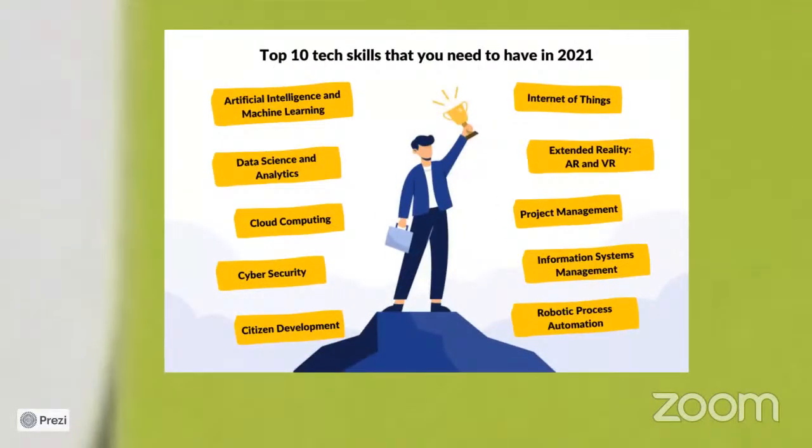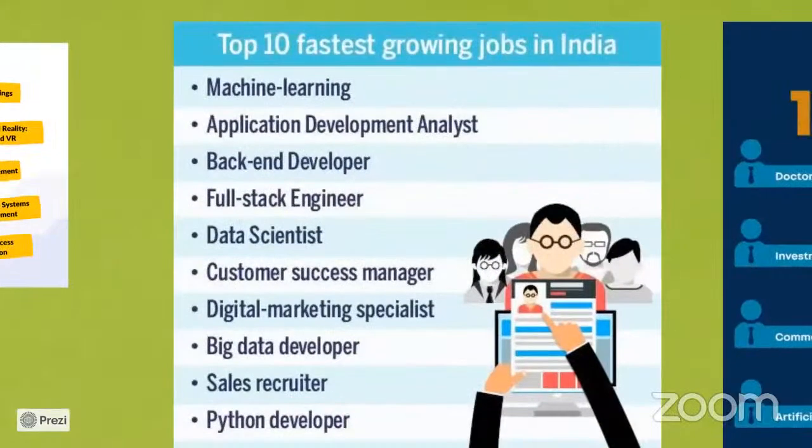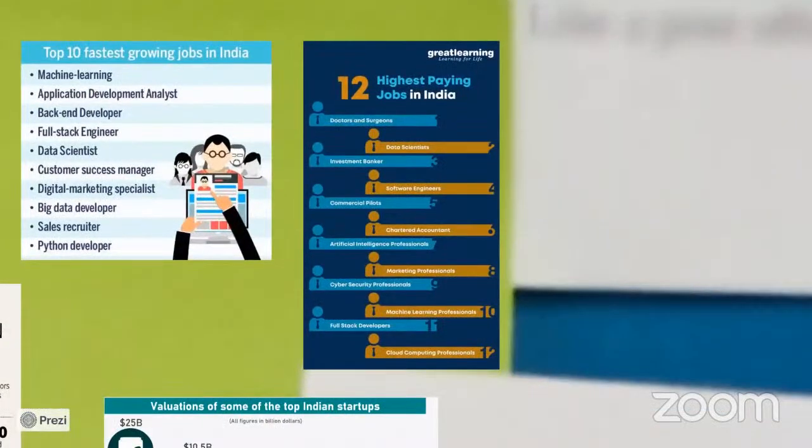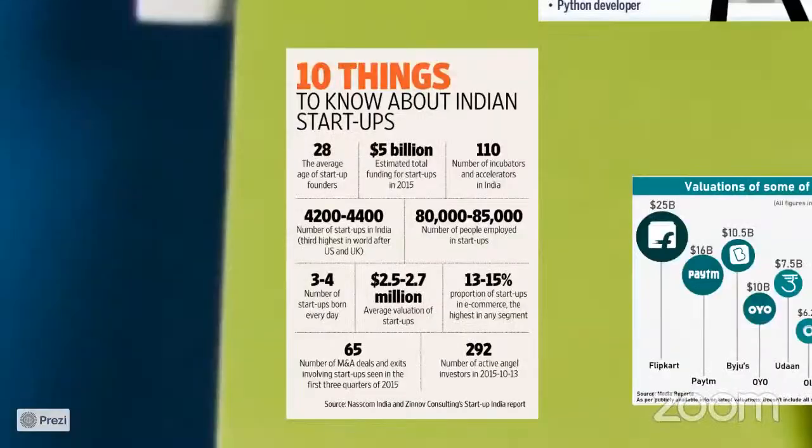Okay, for example, let me just go through this. This is the top 10 skills in 2021. You see all those Industry 4.0 technologies here. And even these are the same thing. Highly paying jobs are also the same thing. Now come to this.